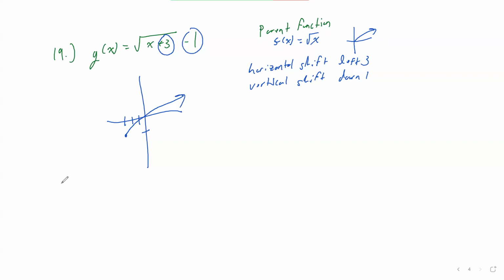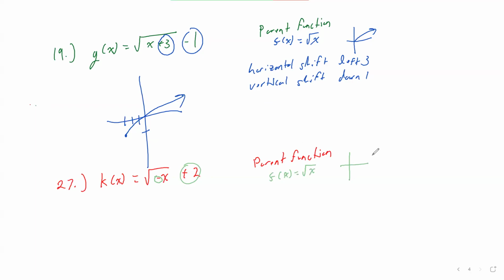All right, let's look at number 27. Number 27 says k of x equals the square root of negative x plus 2. So I need to think about what my parent function looks like. And I see I have a negative here and a plus 2. So my parent function must be the square root of x. So I'm back to my radical.